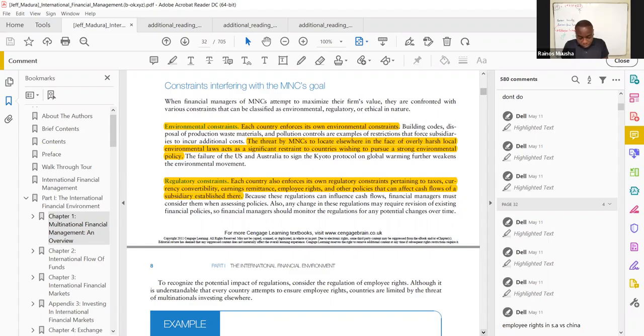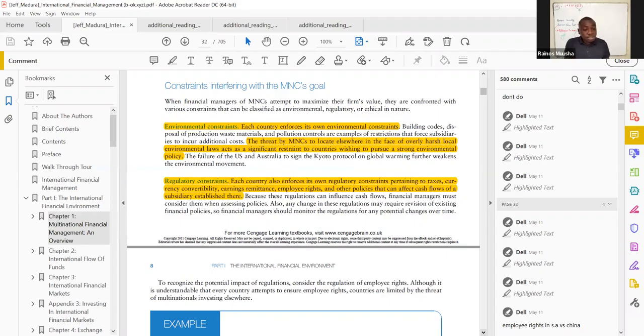Then we also look at regulatory constraints, where they say each country also enforces its own regulatory constraints pertaining to taxes, currency convertibility, earning remittance, employee rights, and other policies that can affect cash flow of a subsidiary established there. So when you look at regulatory constraints, this is where we look at the laws which affect the operations of the subsidiaries of the multinational corporation.